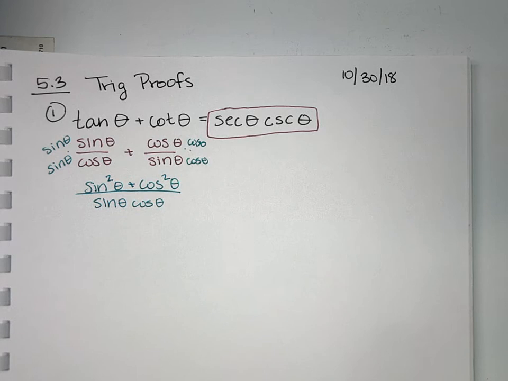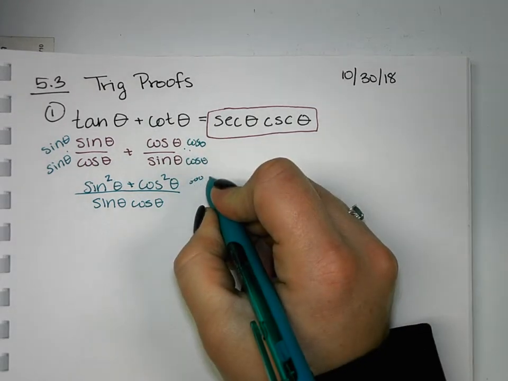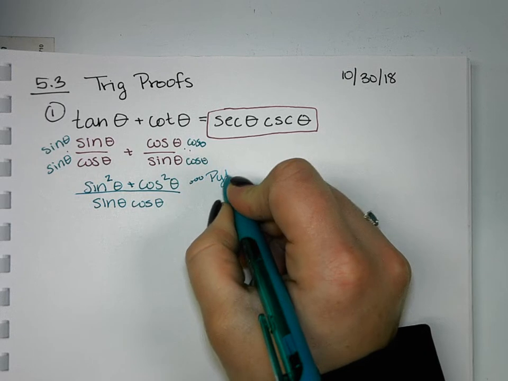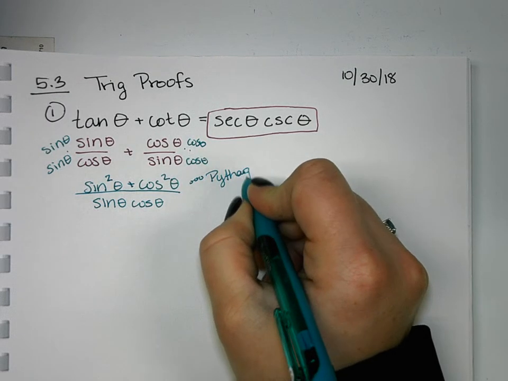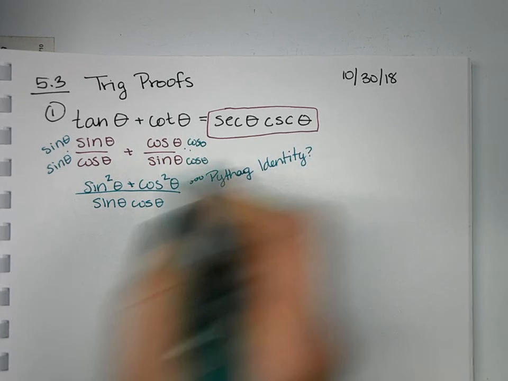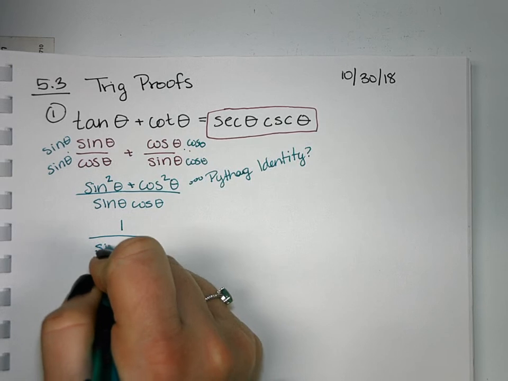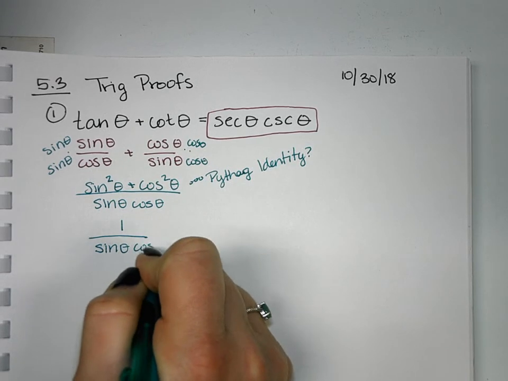Okay, so then I look and I see what I have. I notice that I have sine squared plus cosine squared. Well, in my head I'm thinking, hey, isn't that a Pythagorean identity? And so I'm going to rewrite this as 1 over sine theta cosine theta.